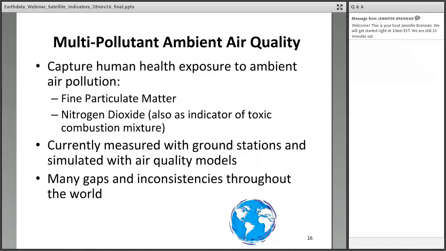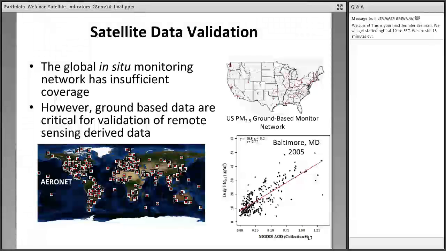Nitrogen dioxide is also an important health indicator and can be important for things like asthma, breathing difficulties, and bronchitis. Currently, these are measured, or at the time they were measured, primarily by ground stations and simulated air quality models, and there were many gaps and inconsistencies throughout the world.